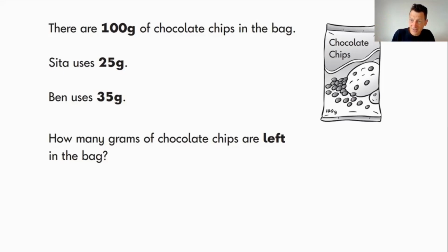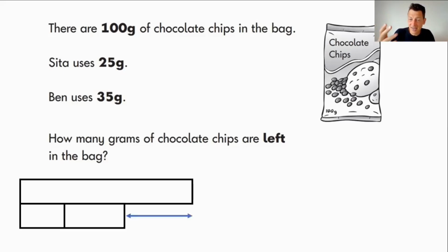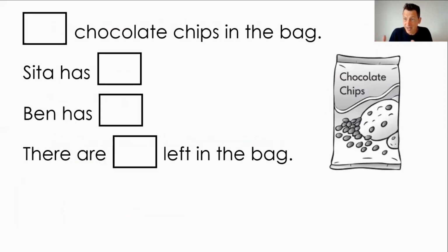And the structure for this task that we want children to see, I guess, is this, that there's a whole number of sweets in the bag. There are two parts, which is Sita and Ben, and we're looking for the third part, which is what's left. Now, if I'm taking this as a structure, if I reframe that and make it numberless, I can actually explore different structures. And I could decide that rather than grams of chocolate chips, I go for the number of chocolate chips, and I could represent it practically using this same numberless prompt.